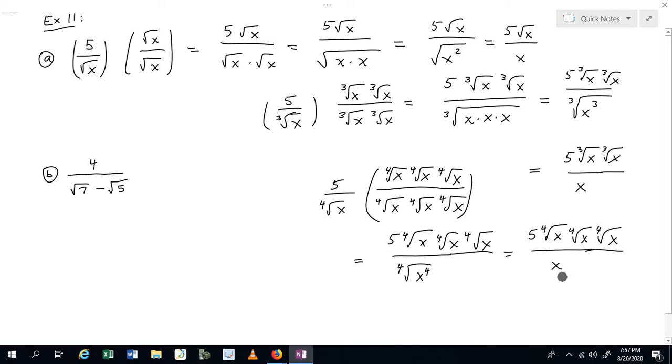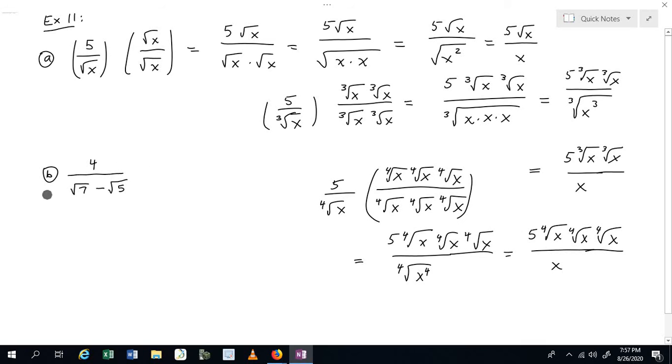Okay, and you have rationalized the denominator, right? The denominator no longer has a radical in it. Okay, so this is how we handle a case where we have a single radical in the denominator. You just multiply that radical by itself as many times as you need to until you can get rid of that radical, on top and bottom, of course.